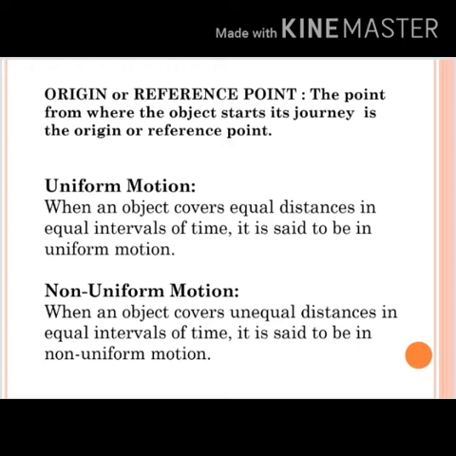The other examples of non-uniform motion are a stone dropped from the top of a building, a ball thrown vertically upward, the motion of a train as it leaves the station, the motion of a bus as it approaches the bus stop, and the motion of a ball rolling down an inclined plane.